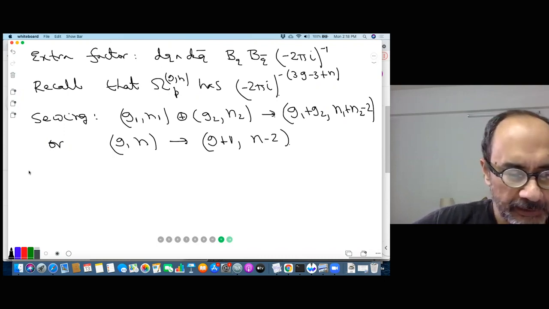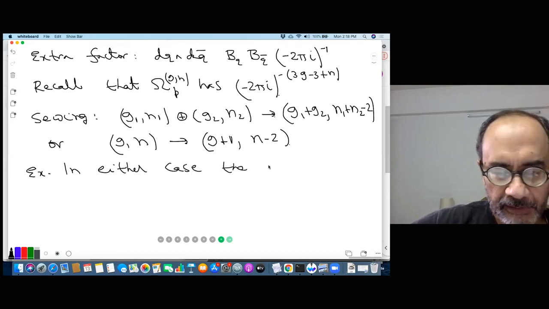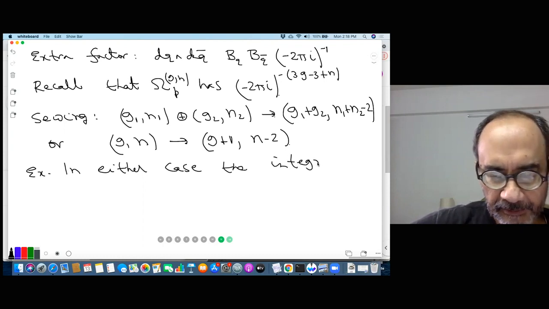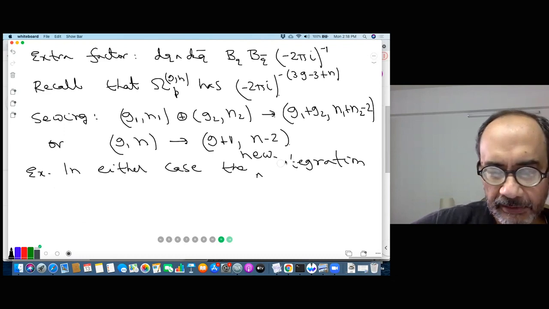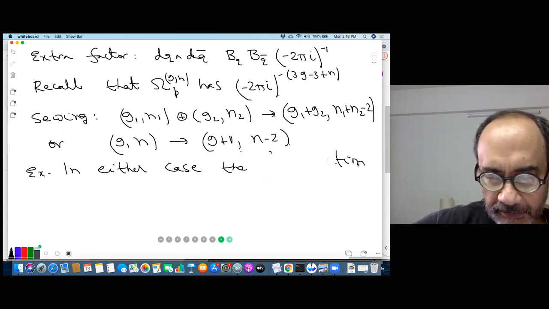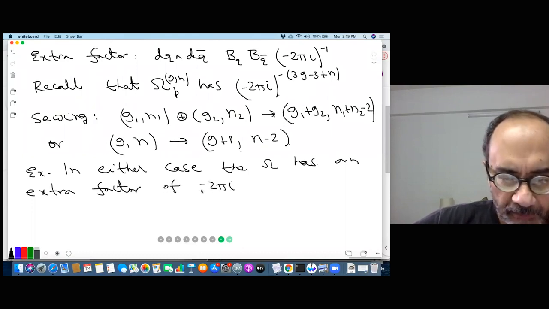So I leave it as an exercise to check that in either case, the new integration measure, the new omega, has an extra factor of minus 2 pi i inverse.